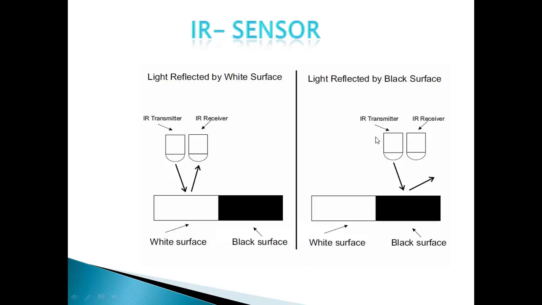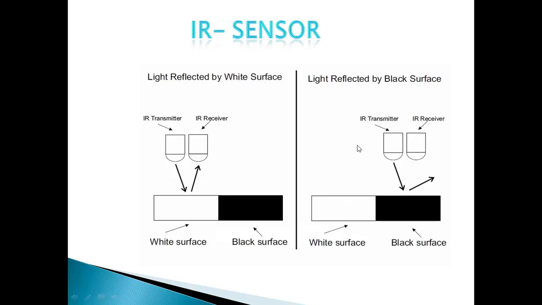In the similar case, if your IR transmitter transmits the light and it is absorbed by the black surface, only a little of the light is going to be received by the IR receiver.